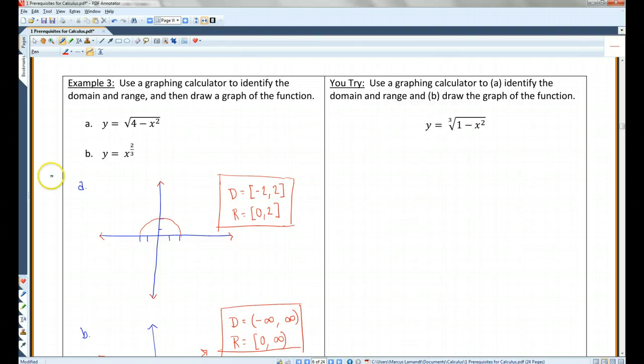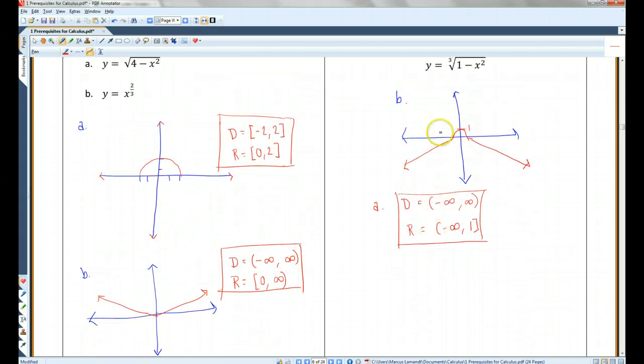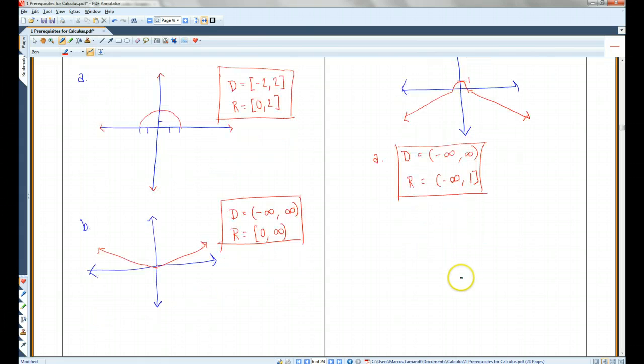Alright, you guys go ahead and try this one. And then hit play when you think you have it. Alright, you guys, this is the answer you should have gotten. The domain goes from negative infinity to positive infinity. The range, negative infinity all the way up to 1.